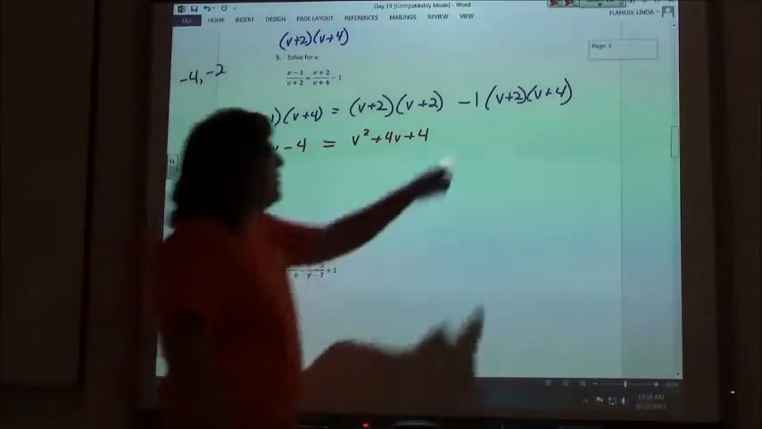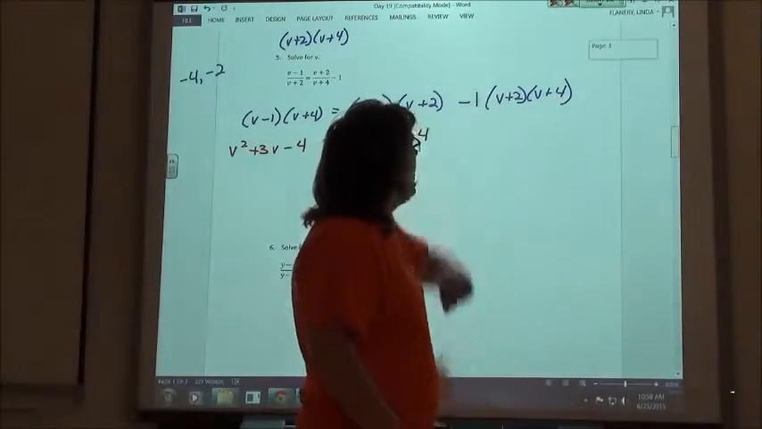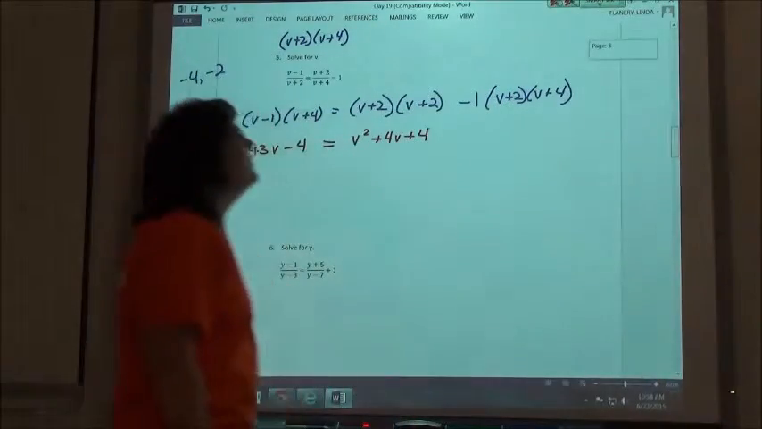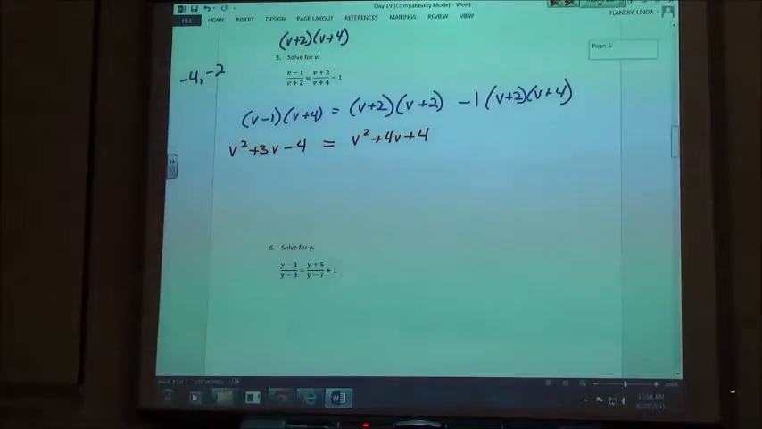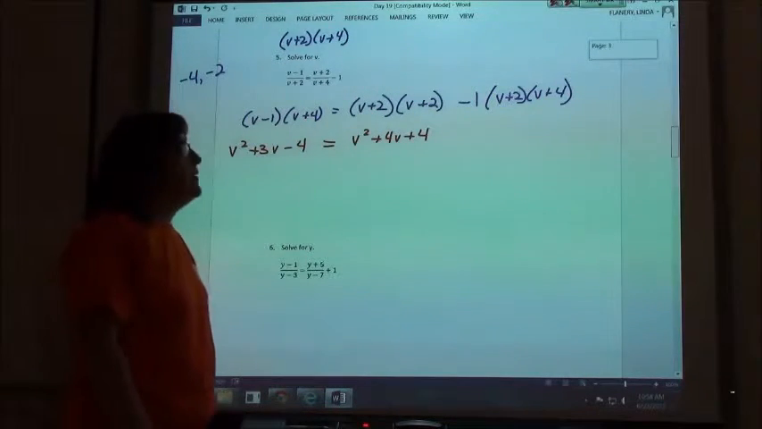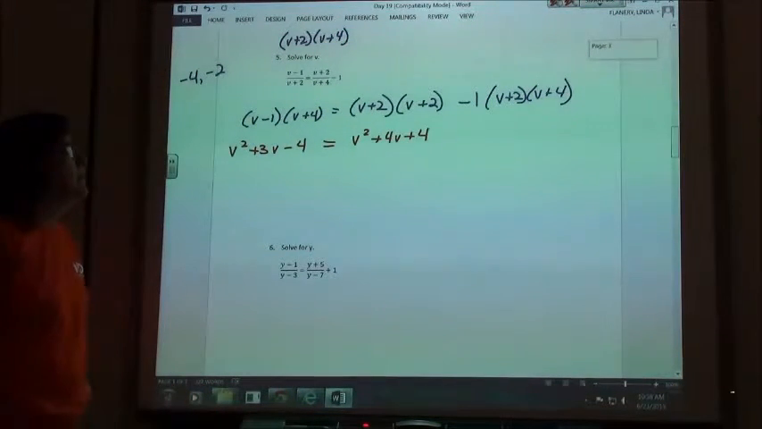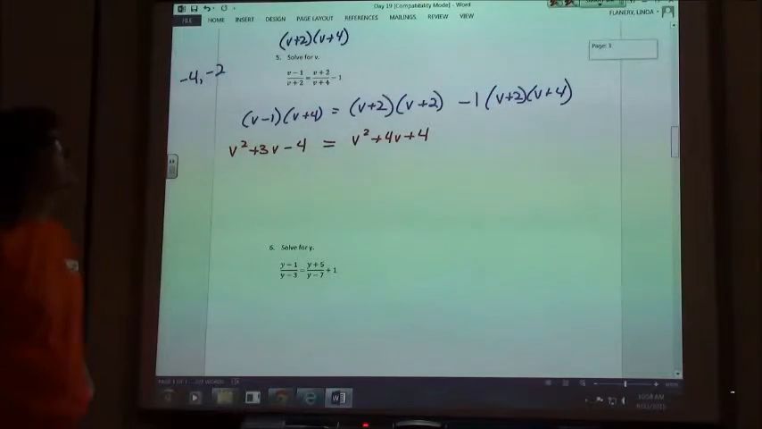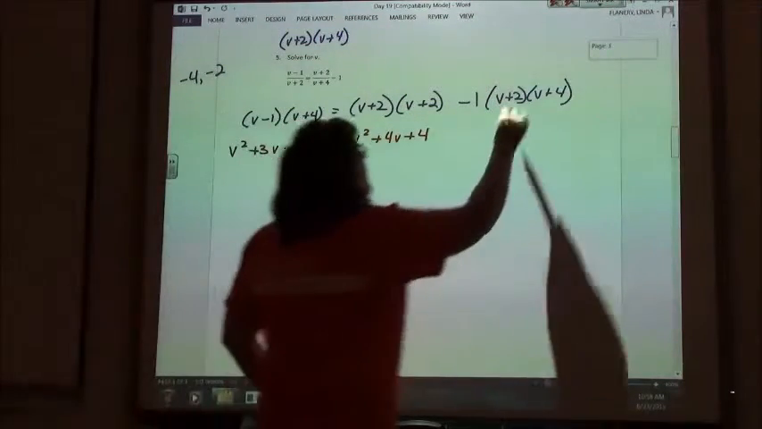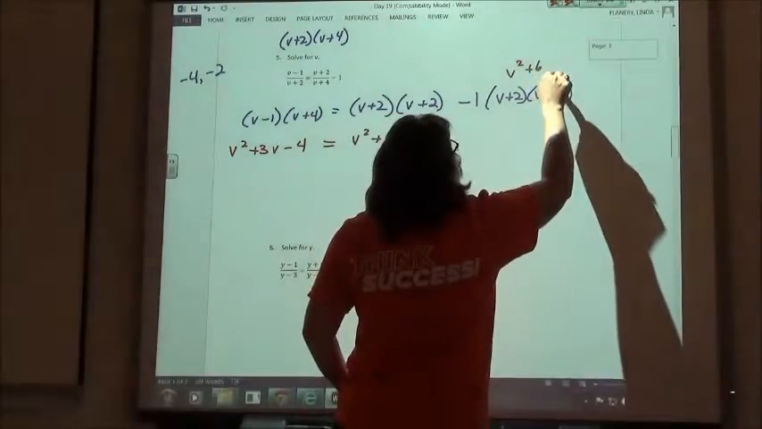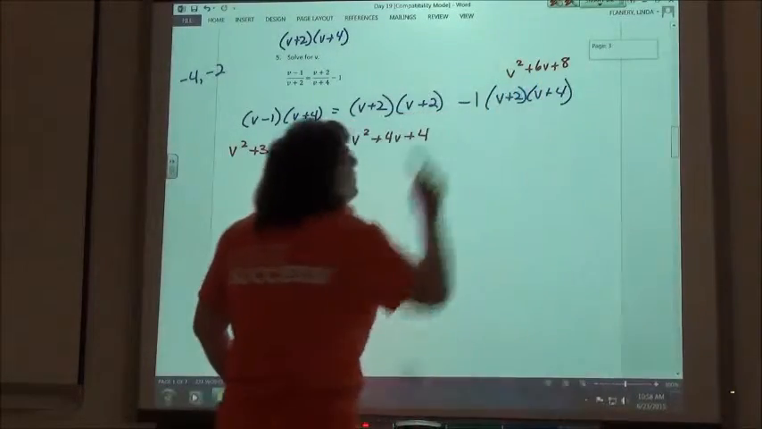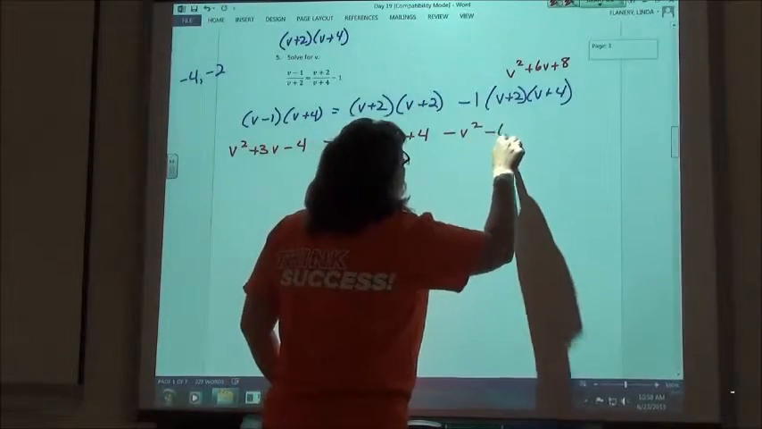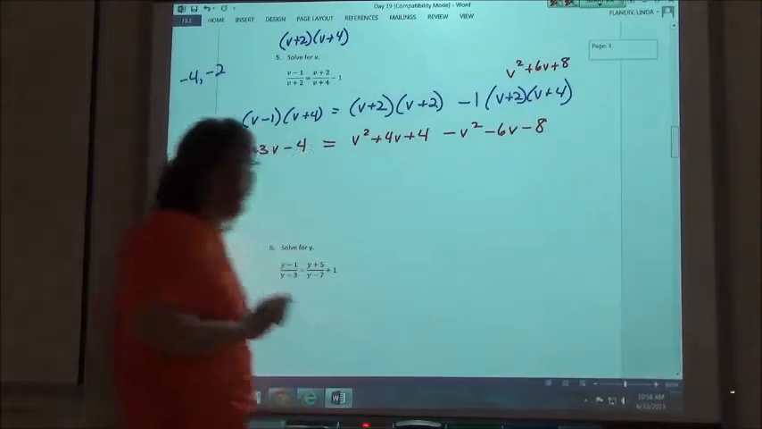And this one, FOIL that out first, then multiply by your negative 1. So if I FOIL that out first, I would get what? V squared plus 6v plus 8. And then I have to multiply them each by negative 1. So I'm going to get a negative v squared, a minus 6v, and a minus 8, right?